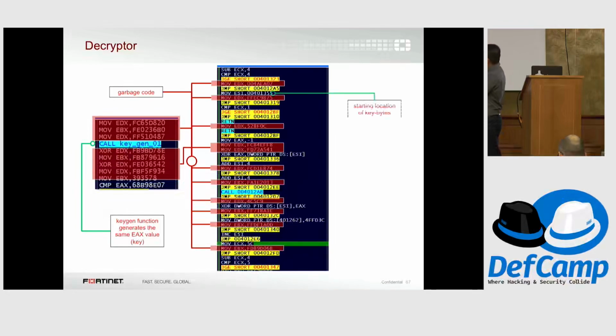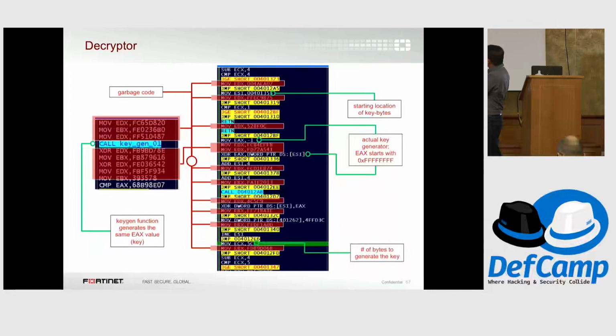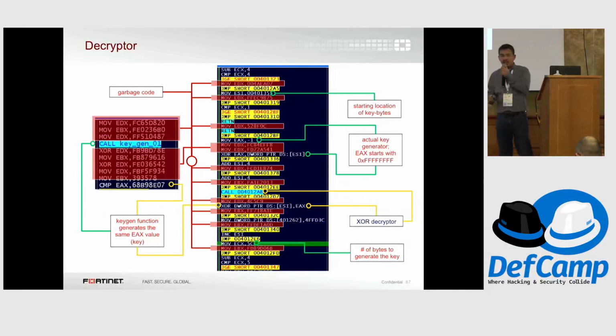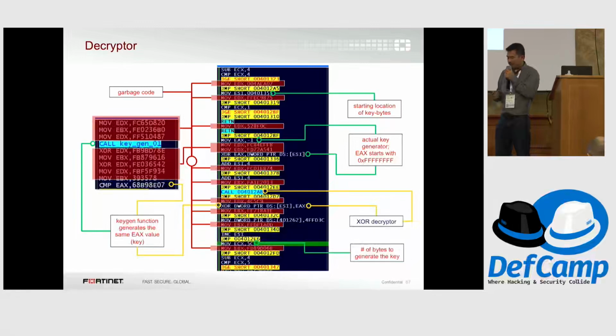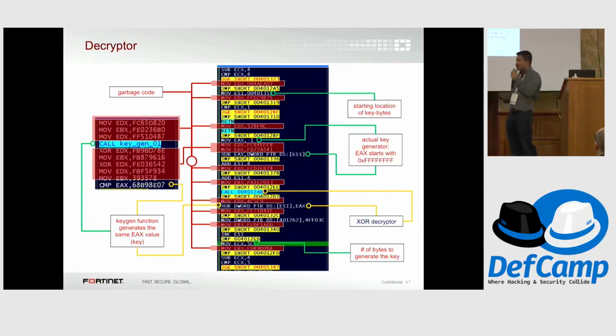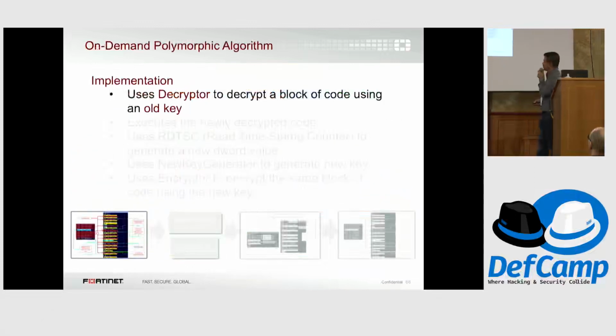It calls the key, which is this, the starting location of the key bytes. It generates the number of bytes to generate. The actual key generator generates the key. And this is the actual decryption, that particular call. And then the starting of the call is this one, the XOR DWORD. It is a simple XOR encryption, decryption, but because of this idea of putting some garbage code in between, it makes it a very complicated sample, very complicated malware.